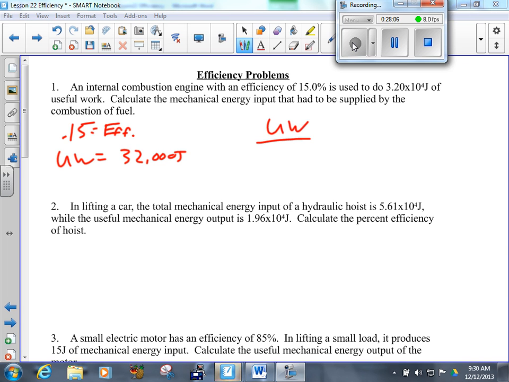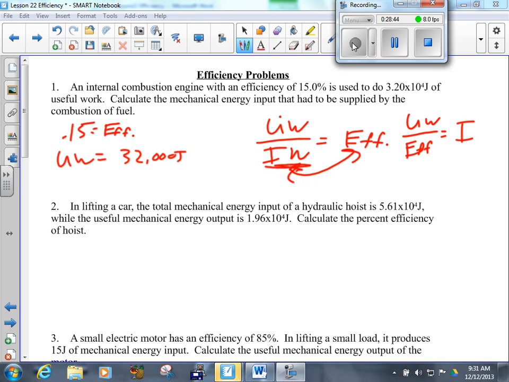So our formula goes like this: the useful work over the input work equals efficiency. I'm trying to find how much work had to be put in. This number, IW, is always bigger than UW. So if I divide by efficiency, which is decimal 0.15, will I be dividing by a decimal? When you divide by a decimal, does the number get bigger? Yes. So that's what we've got to do here. We're going to have UW over the efficiency to give us the input work.